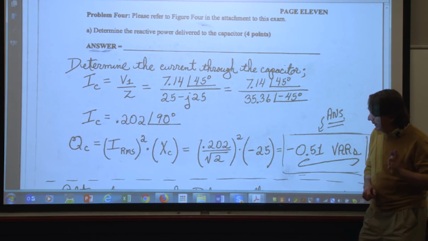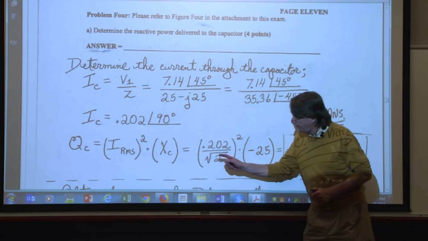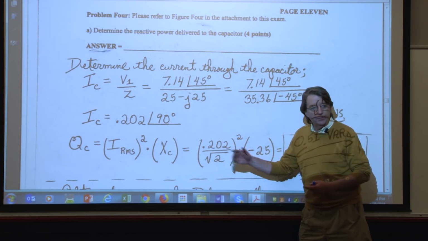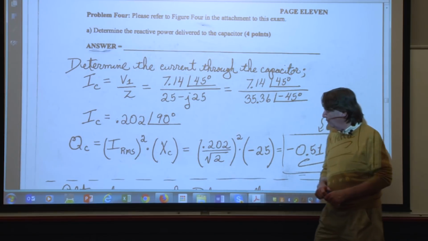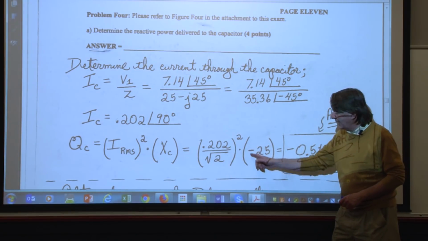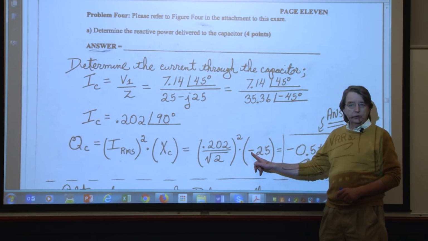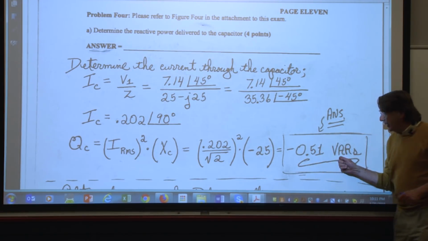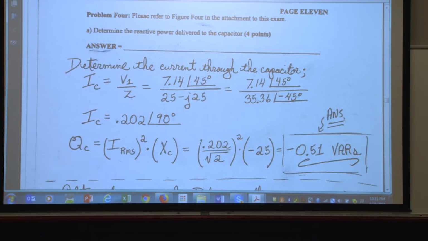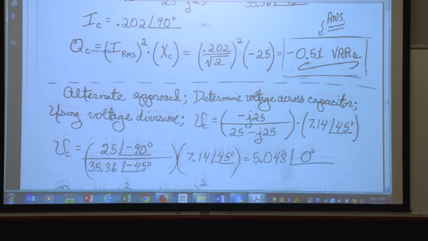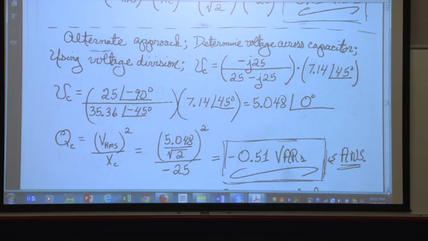Couple of things to keep in mind. Alexis, I know you know this, but it's I RMS, so it's the length of the vector divided by the square root of 2. And when you have reactance, you drop the j, but you keep the sign. So it becomes minus 25. And we get a negative reactive power. My colleagues, if you would like me to go slower through this, I will. There's also, you can solve it using voltage division. You can solve it with voltage division on your own.